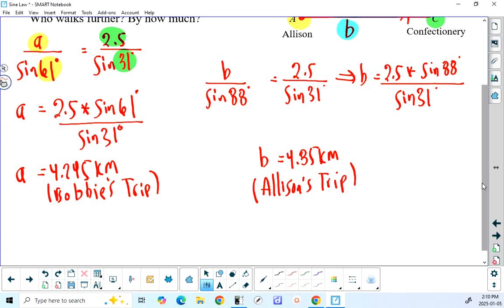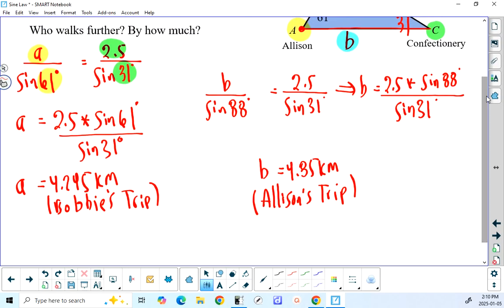So we've got the answer to how far Bobby walks. Bobby walks 4.2 kilometers. We've got the answer for how far Allison walks. Allison walks 4.85 kilometers. There was also this question that's peeking out at the top of the screen that says, who walks further and by how much? Well, you can see that Allison walks further.